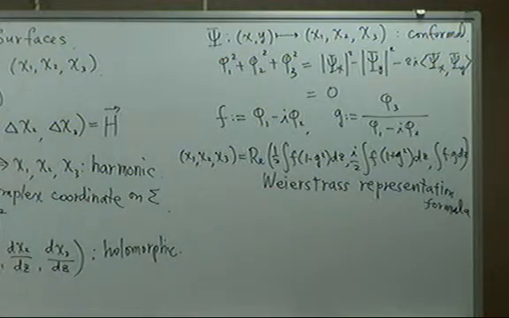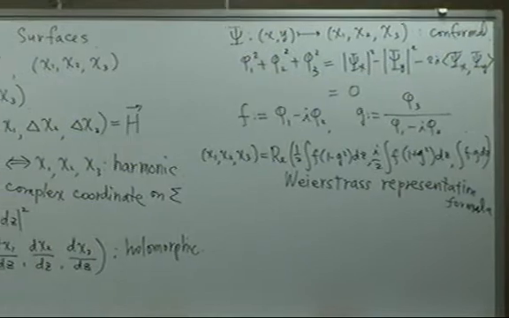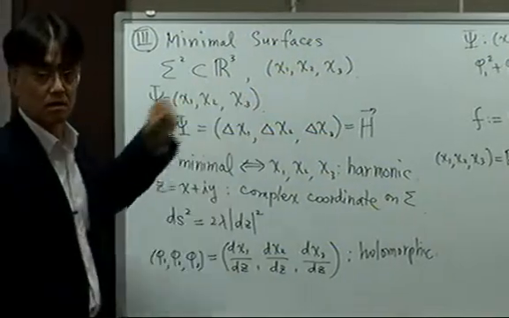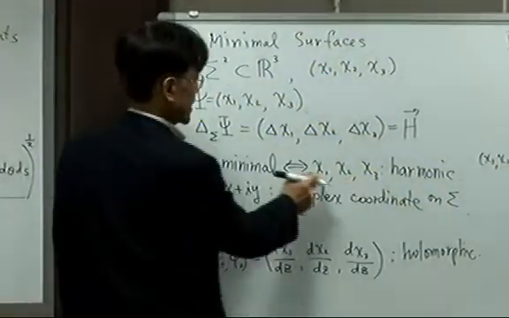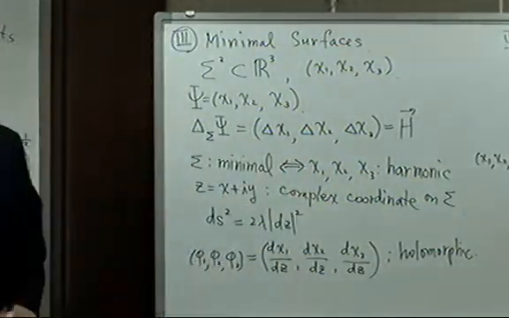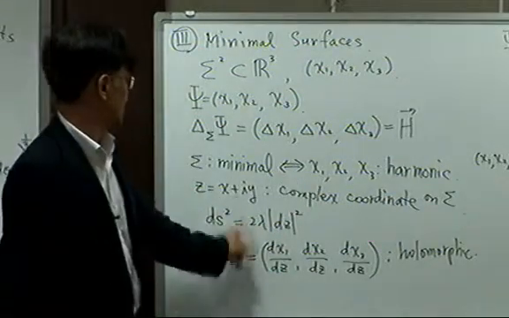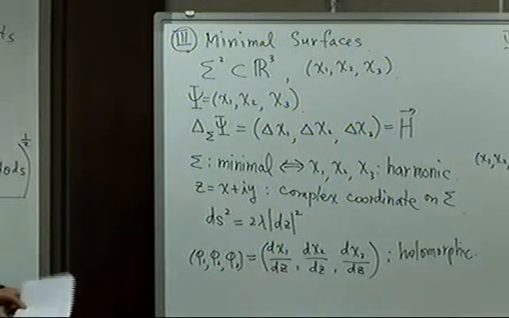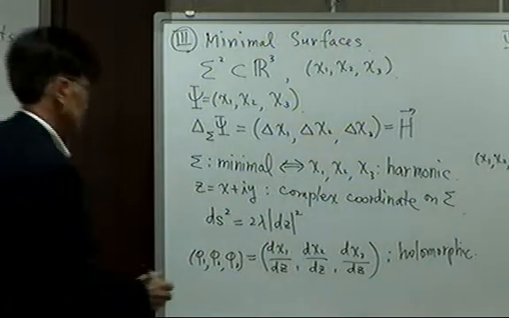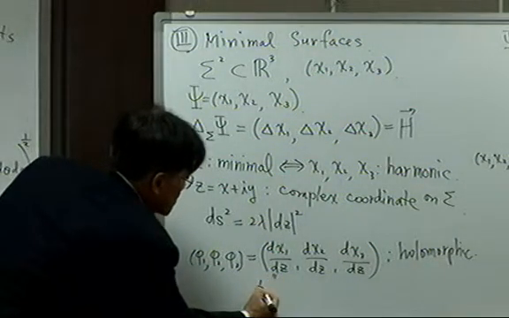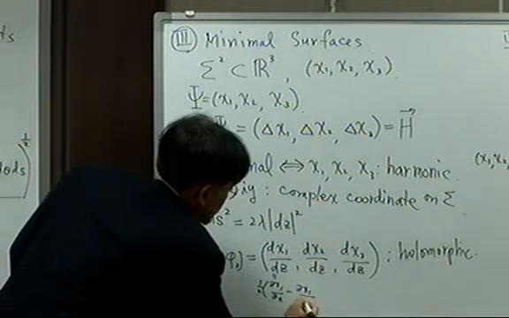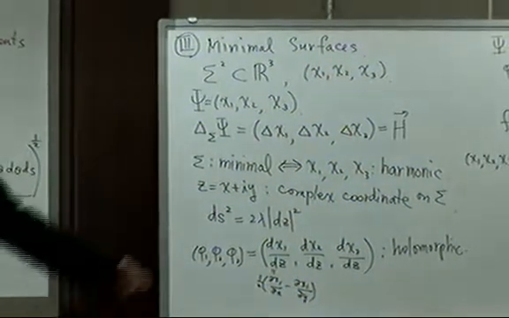Yeah? The x1, x2 is the real length, right? Phi, this one? Psi. x1, x2, x3, yeah, real. Ambient space coordinates. Why is phi holomorphic? x1, x2, x3 are harmonic. If you differentiate a harmonic function with the complex coordinate z, you get a holomorphic function. Yeah, what is this? 1/2 (dx1/dx minus i dx1/dy), right? In this way, you can differentiate a real function.